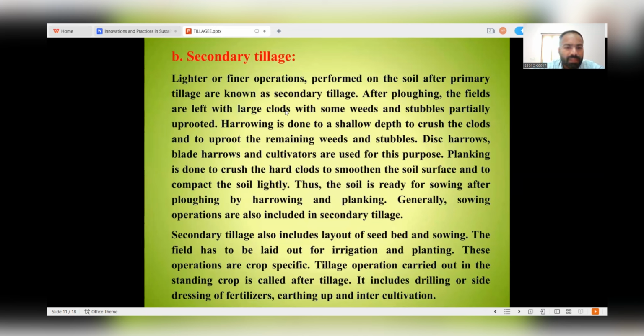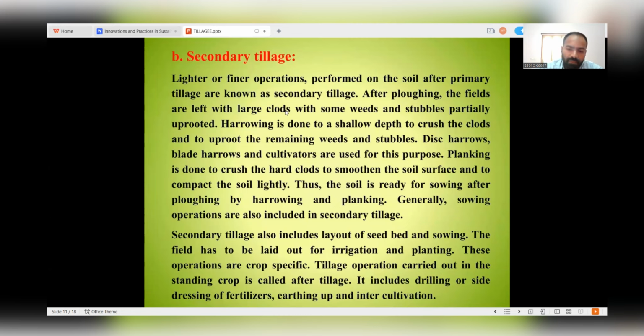Then secondary tillage also includes layout of the seed bed and sowing. The field has to be laid out for irrigation and planting. These operations are crop specific. Tillage operations carried out in a standing crop are called after tillage. It includes drilling or side dressing of fertilizer, earthing up, and intercropping. Secondary tillage also includes the layout of your field, for seed bed and sowing purposes. We are preparing the field layout also.